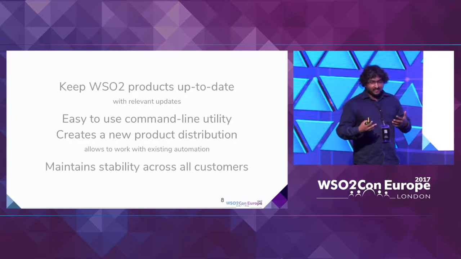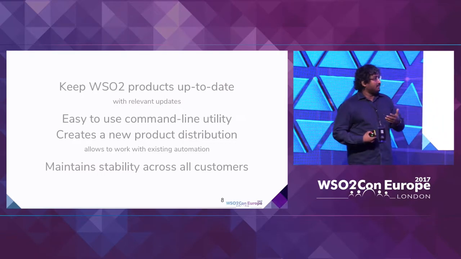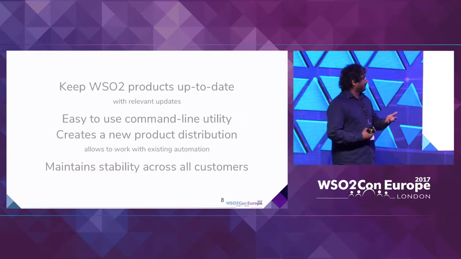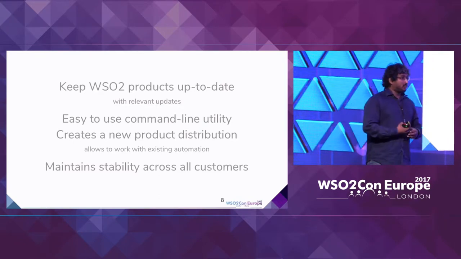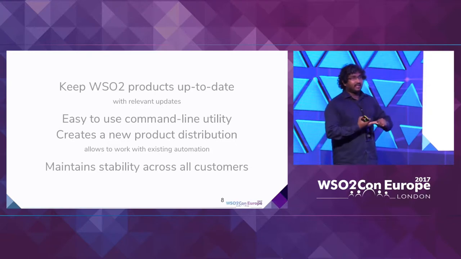So the simple answer is WAM is a tool or a service that keeps your WSO2 products up to date. And it will keep it up to date with bug fixes and with security updates.